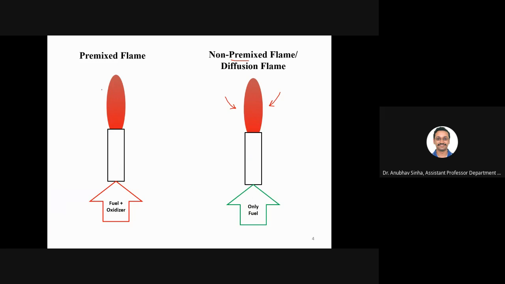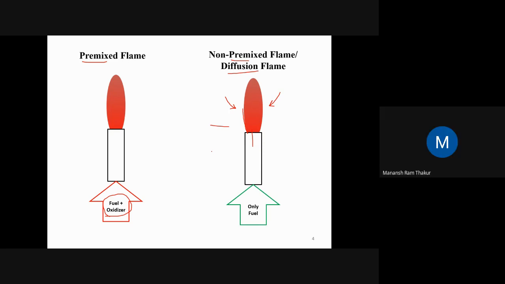So the difference is that for a premixed flame, the oxidizer is premixed. It is mixed with the fuel before combustion. While in a diffusion flame, the fuel is separate, the oxygen is separate, and then they are mixed at the flame front. Is this difference clear to everyone? Any questions on this? What is a premixed and what is a diffusion flame?